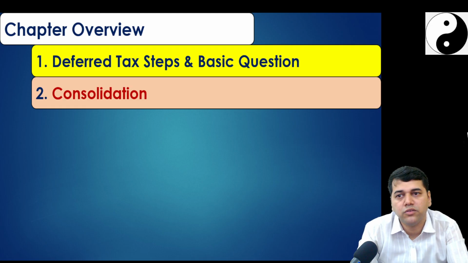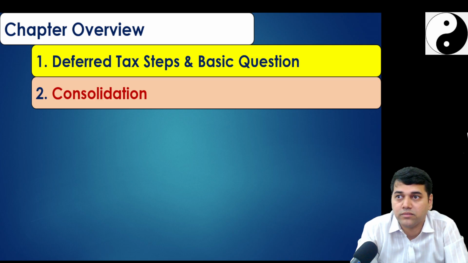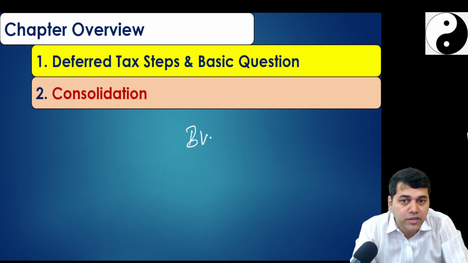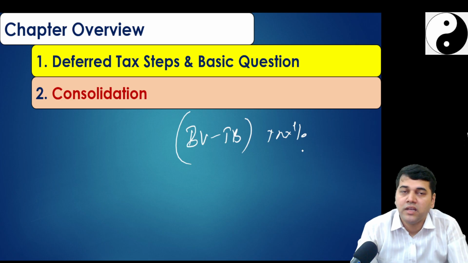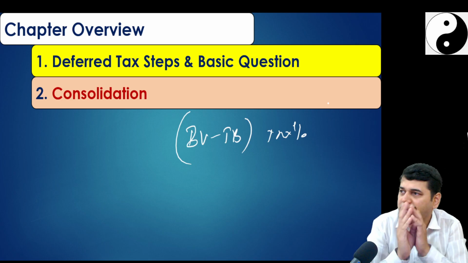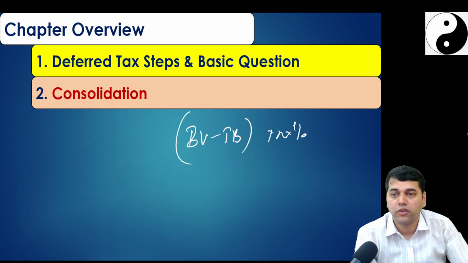Yes. So with this, we have done the basic concepts of deferred tax asset or liability. An underlying theme is BV minus TB into tax percentage, which is substantially enacted on 31st March. And if it is a deferred tax asset, apply the conditions. That's it. Yes. Now next we will see the impact of consolidation.